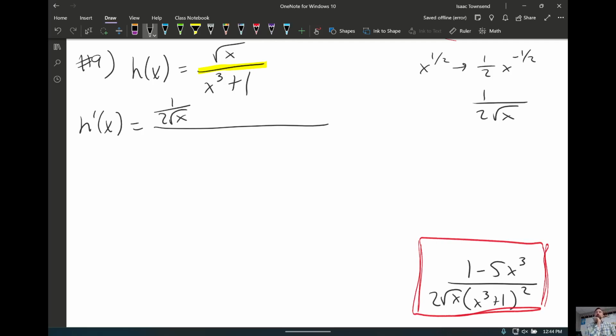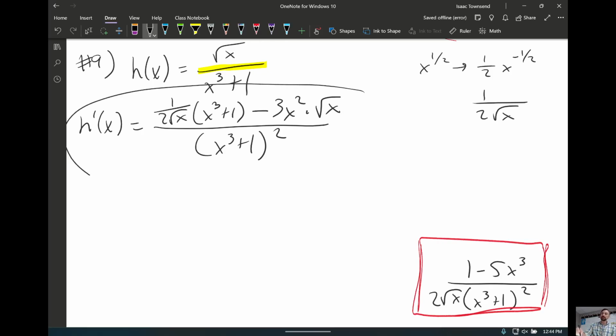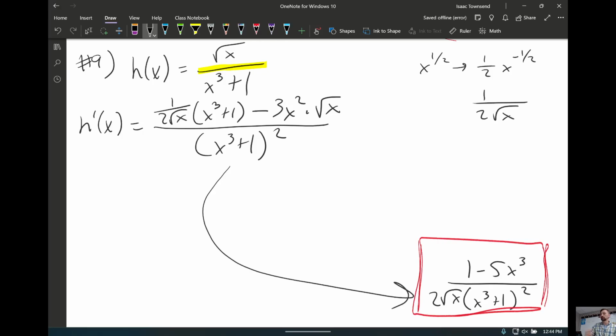So the derivative of square root of x is 1 over 2 square root of x times the denominator left alone, minus the derivative of the denominator, which would be 3x squared, times the numerator left alone, all over the denominator squared. Now again, technically this is the derivative, and occasionally that's good enough, but oftentimes it's a multiple choice, and they're going to do some simplifying to make it look like this, and these two are not obviously the same.